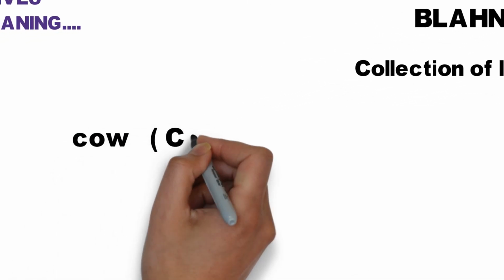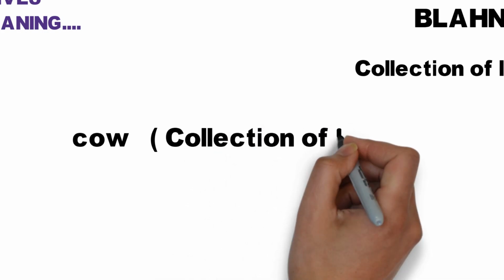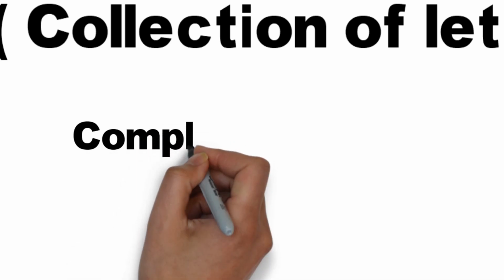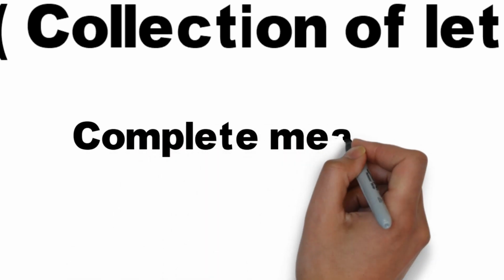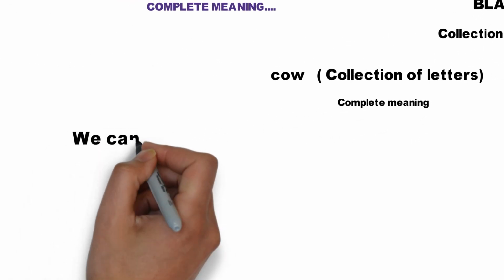Going to the second example, there is COW. It is also a collection of letters, and when we go to the dictionary, we find the meaning of this collection of letters. So finally, cow will be considered a word.